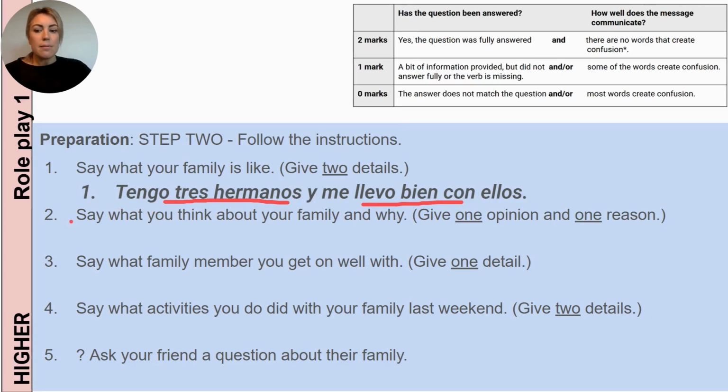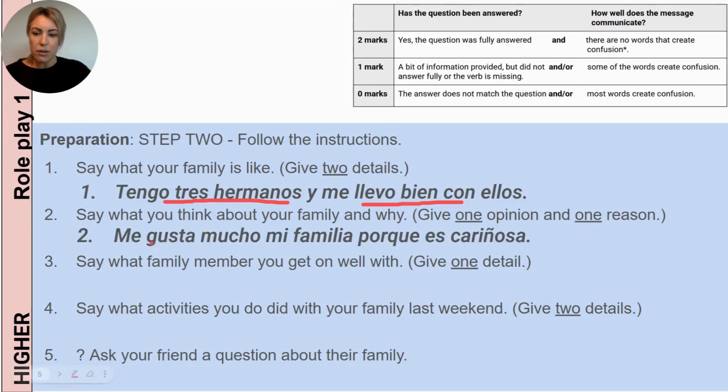Bien. Number 2, say what you think about your family and why. So I have to give an opinion and 1 reason. So something like, I like my family because they're nice. Something like that. And I went for, me gusta mucho mi familia porque es cariñosa. So I like my family a lot because they're affectionate. Vale. So that is an opinion and that is a reason. Perfecto. Number 3.